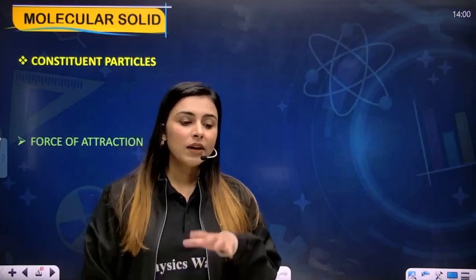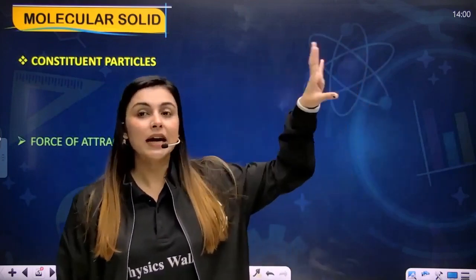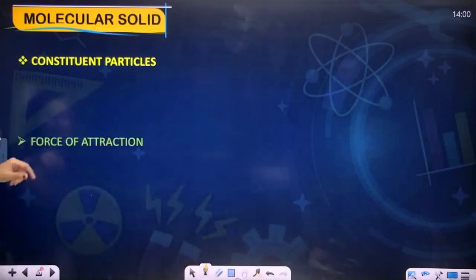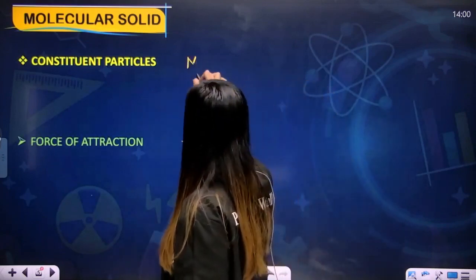So now, my dear students, that was all about metallic solids. Now we will be discussing molecular solids. Ionic solids had very strong interactions, ionic interactions. Then we talked about metallic solids, which also had a good interaction. Now we will be talking about molecular solids. What are molecular solids? What will be their constituent particles? Since I'm talking about molecular solids, definitely their constituent particles would be molecules.